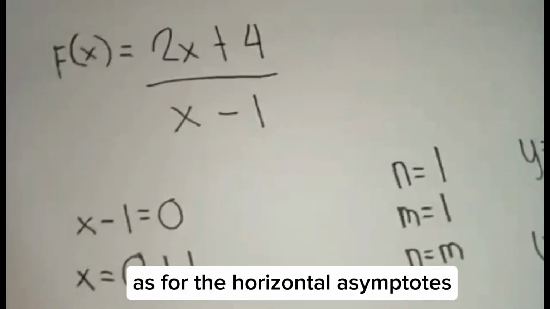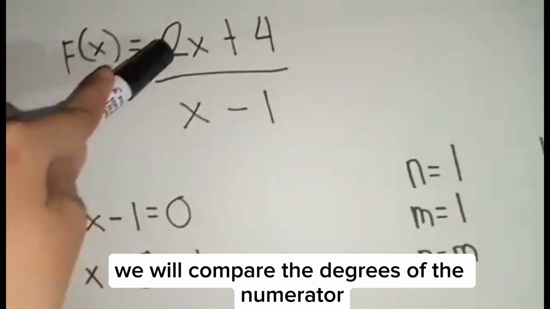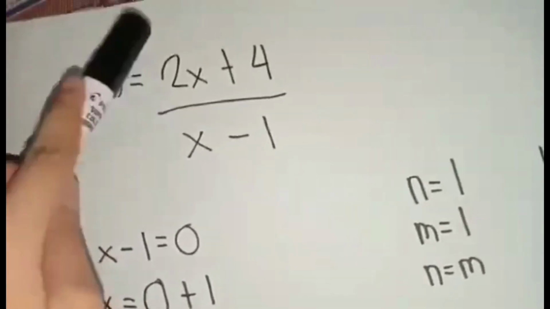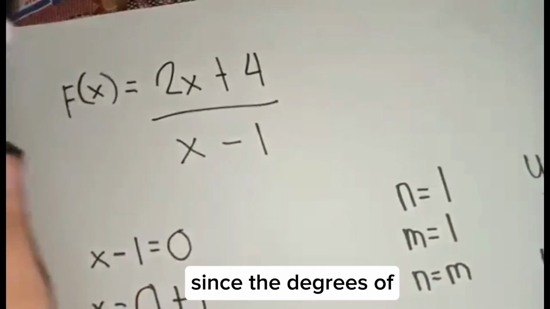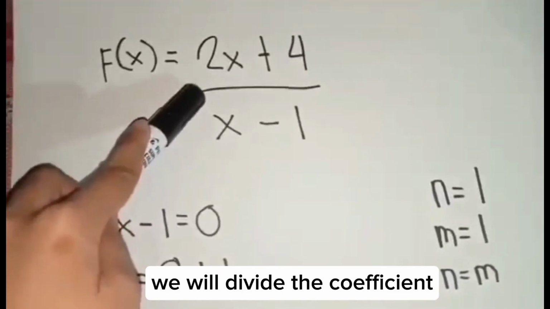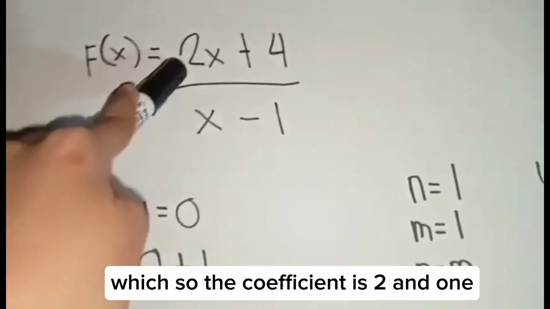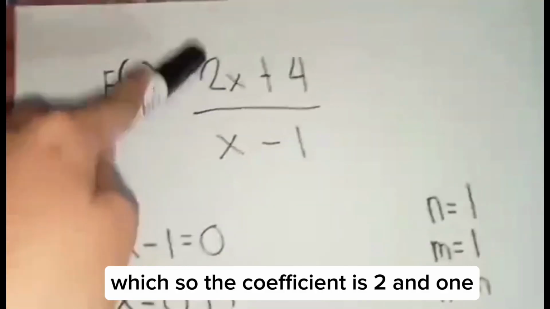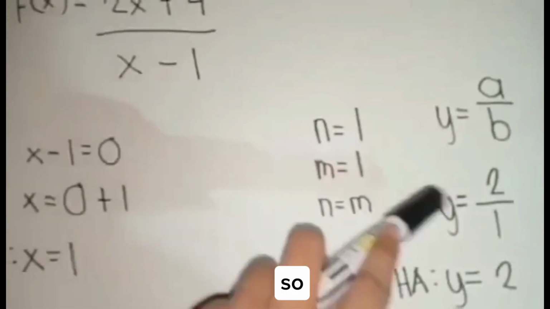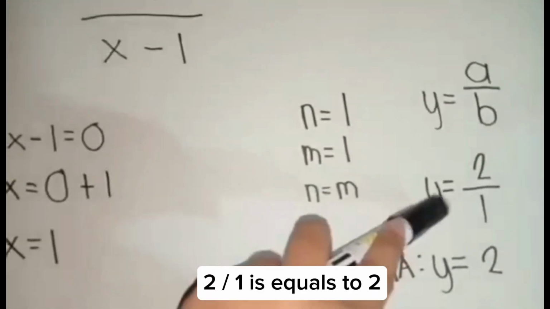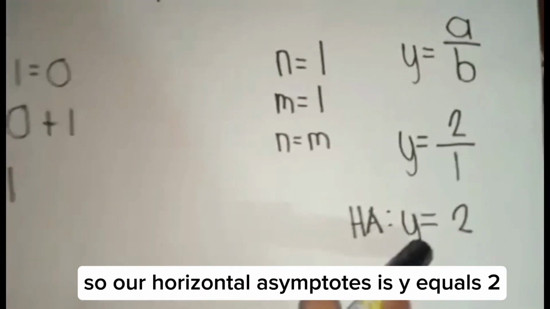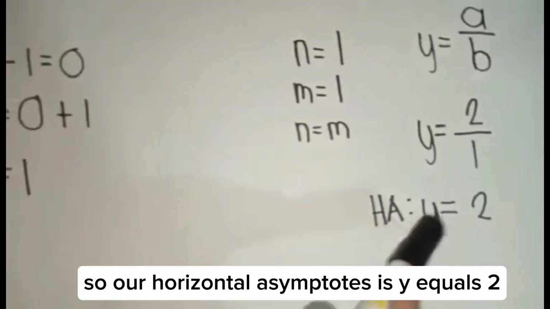As for the horizontal asymptote, we will compare the degrees of the numerator and denominator. Since the degrees of the numerator and denominator are both 1, we will divide the coefficients. So the coefficients are 2 and 1. So 2 divided by 1 is equal to 2. So our horizontal asymptote is y equals 2.